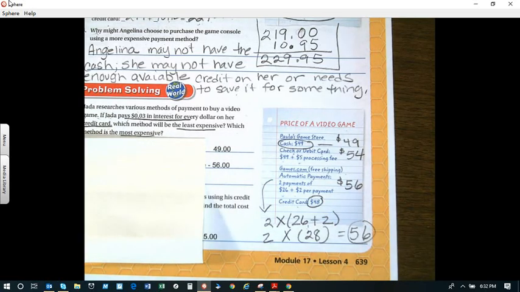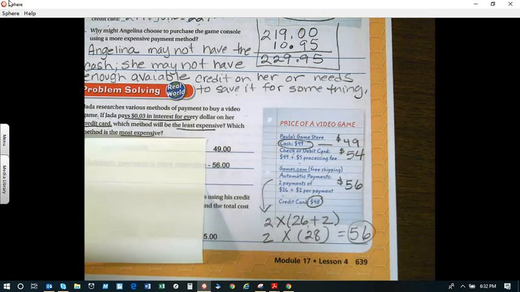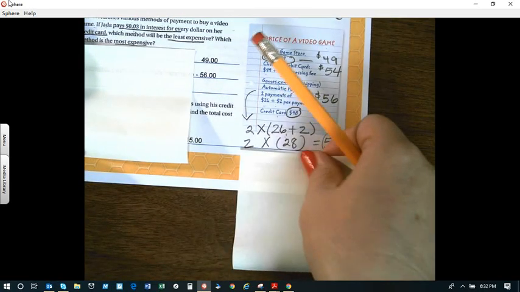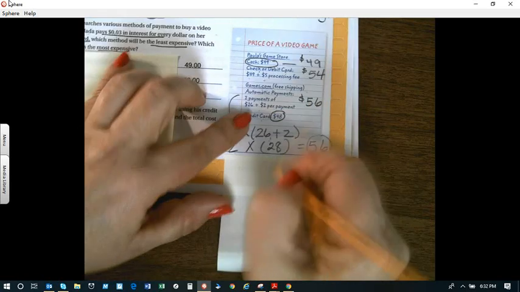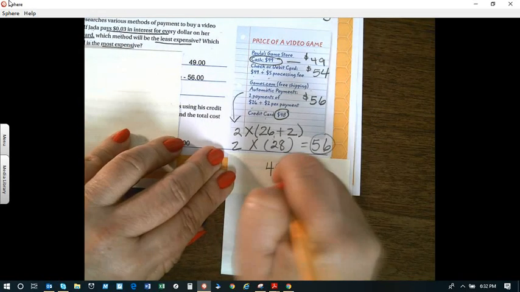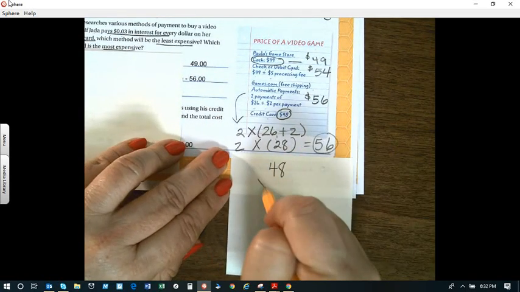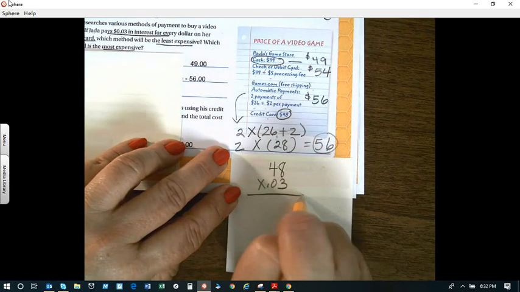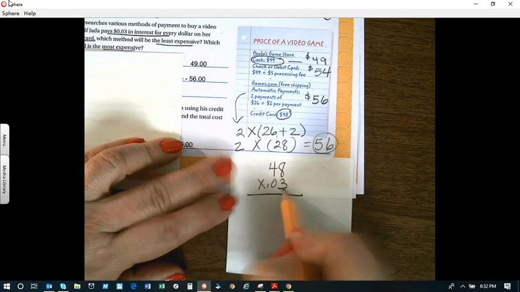So I'm going to actually do it on a note card or Post-it note so that you can see it. I'm going to scoot this down, scoot this up, and do it this way. So here I'm going to have $48. And remember, for every dollar, now I'm going to multiply 3 cents because it's the same thing.